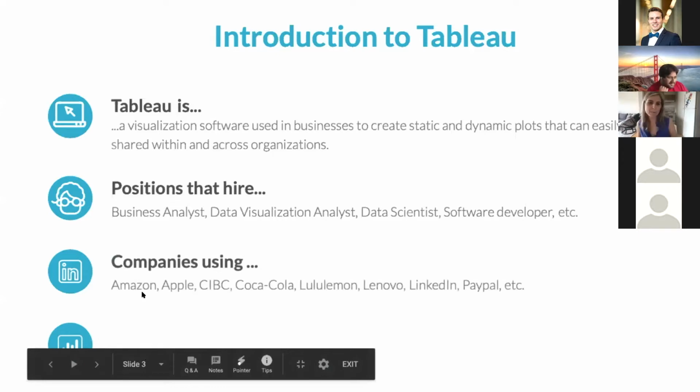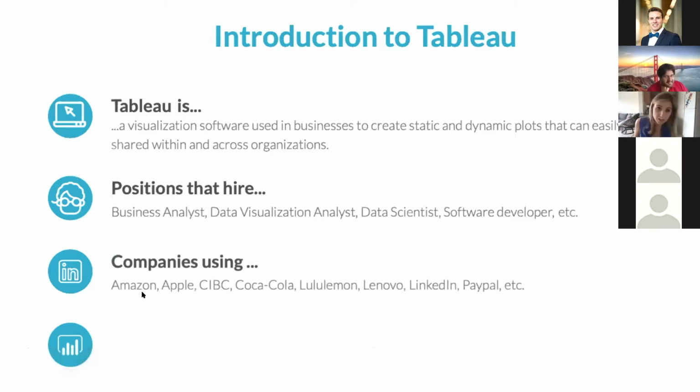Okay. And in a bunch of different companies. I think it's over 50,000 different companies that use it, and they're all widely different in sizes. But some of the bigger ones are Amazon, Apple, CIBC, Coca-Cola, one of my favorites, Lululemon, Lenovo, LinkedIn, and PayPal. So there's a good chance, Arterix also uses it, I think.